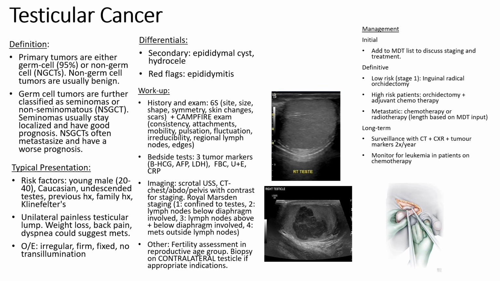In terms of long-term management, patients will require regular surveillance with a CT, chest X-ray, and tumor markers after treatment about twice a year. Also, since chemo has a risk of causing leukemia in some patients, it is also good to monitor their blood counts too.